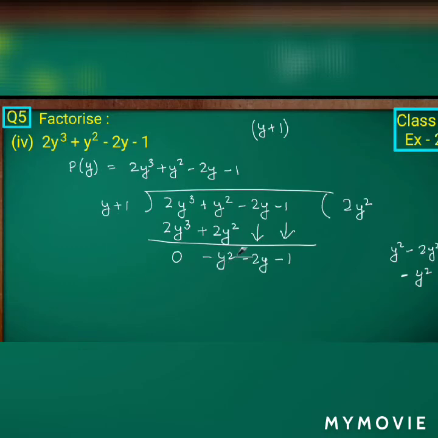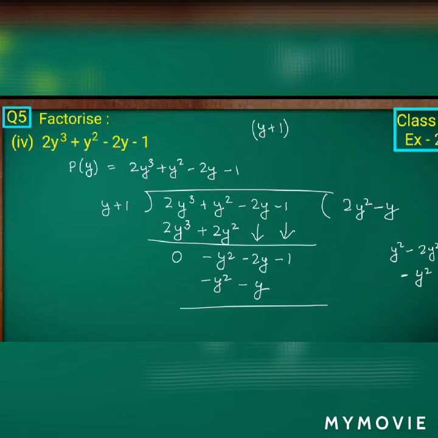To get minus y square, what do I have to multiply? That is minus y. Minus y square by y gives minus y. So minus y into y gives minus y square, and minus y into 1 gives minus y. Since we are doing subtraction, the signs change, so minus y square plus y square will get cancelled.